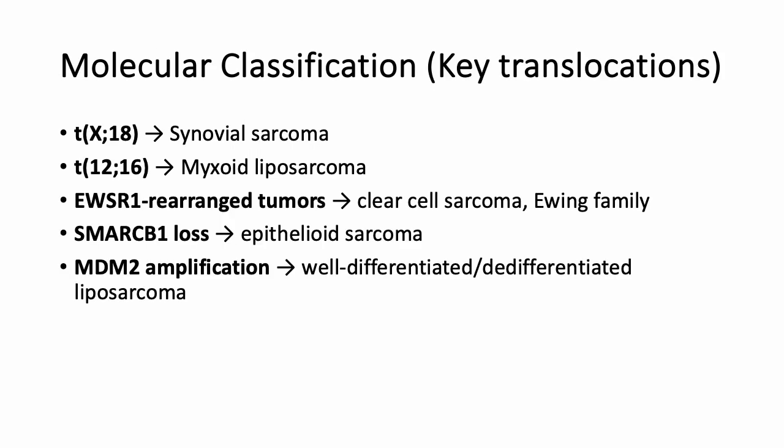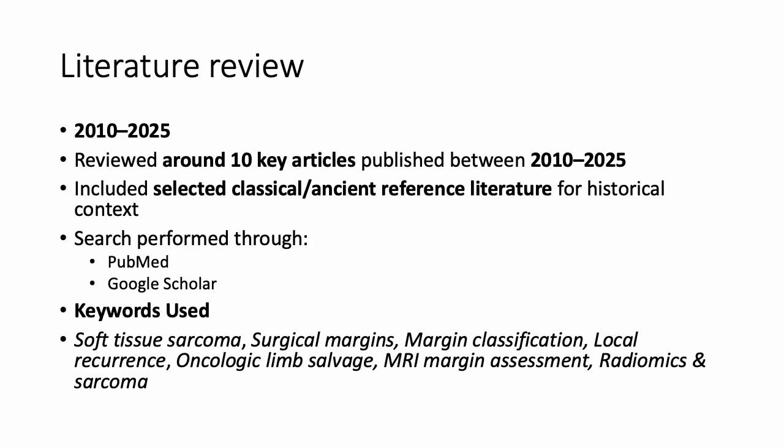There can also be a molecular classification with key translocations. Translocation involving X18 is seen in synovial sarcoma, and 12-16 chromosome translocation in myxoid liposarcoma. The very common MDM2 amplification is seen in well differentiated or dedifferentiated liposarcoma, and then SMARCB1 loss in epithelioid sarcoma, and so on. The most commonly used are the histological classification by WHO, and the clinical classification of benign, intermediate, malignant.